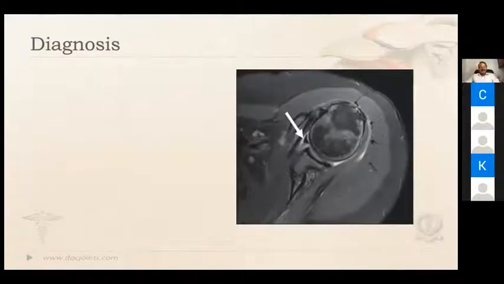All right. Another MRI. What is that? That is an axial view. And is that an abnormal or normal structure? Abnormal. Okay. What is it? Anterior inferior glenoid labrum. Okay.